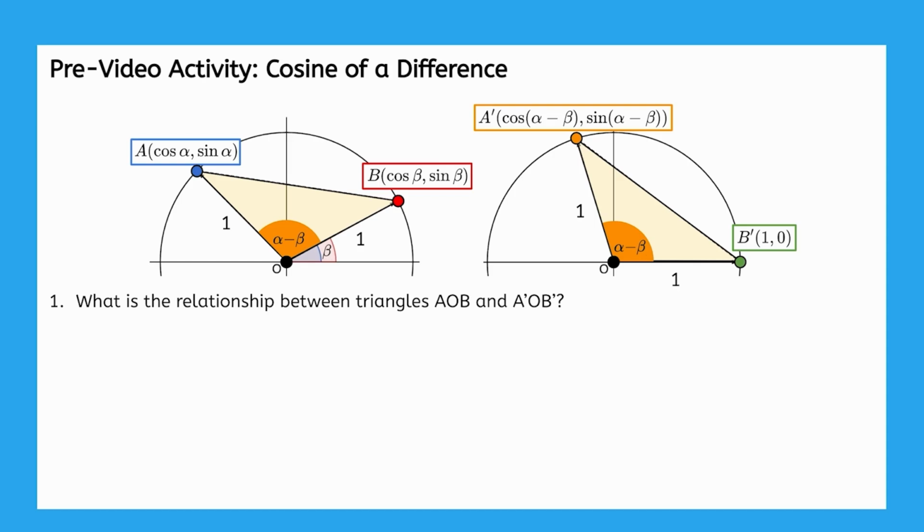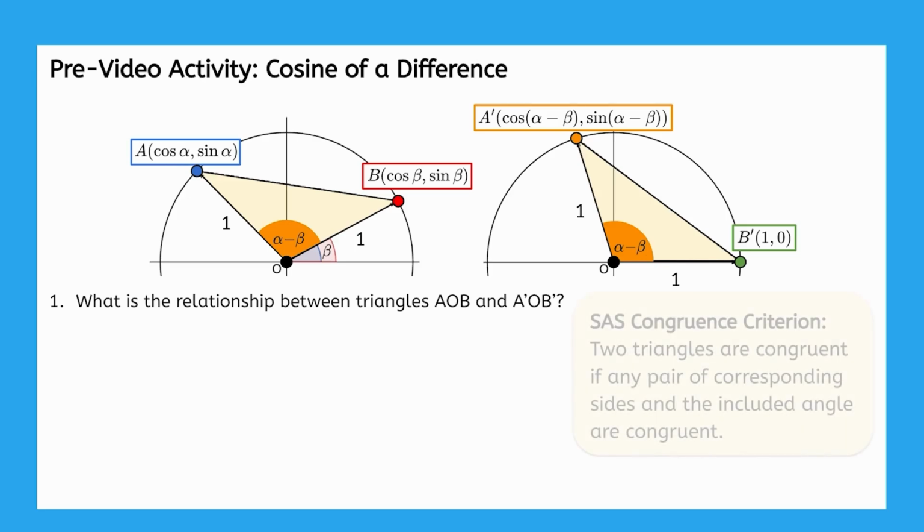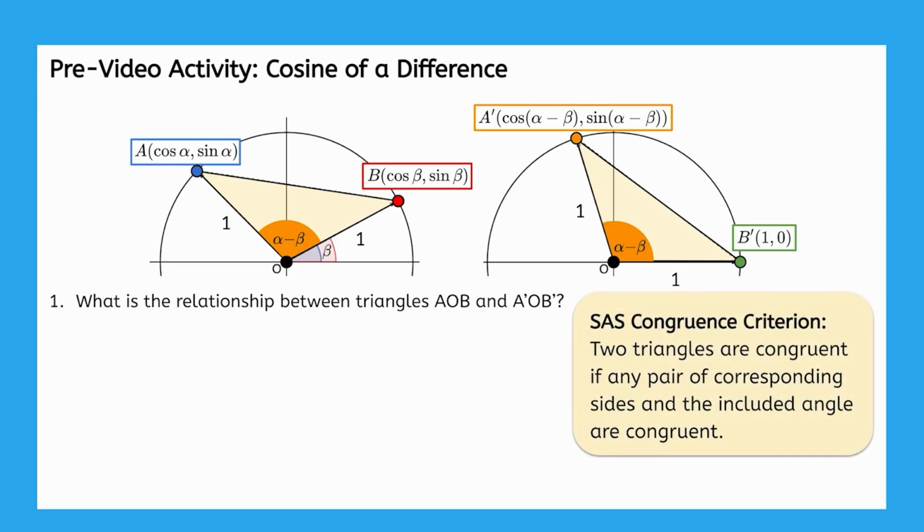These 2 triangles seem to have a lot of things in common. Could they be congruent? Yes. In fact, we can prove they are using the congruence criterion, SAS, or side angle side, that you learned back in geometry, which says that 2 triangles are congruent if any pair of sides and the angle in between are congruent, which is exactly what we have here.